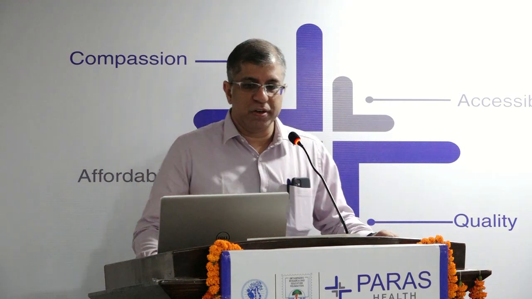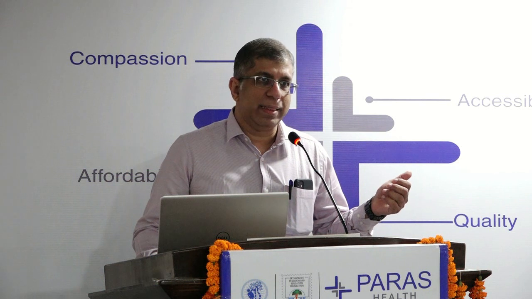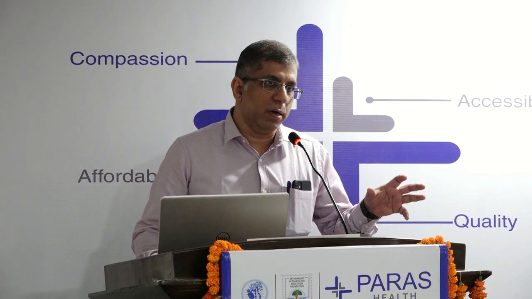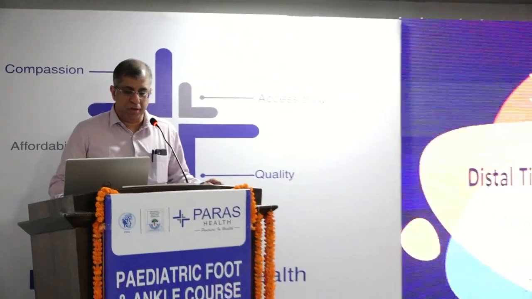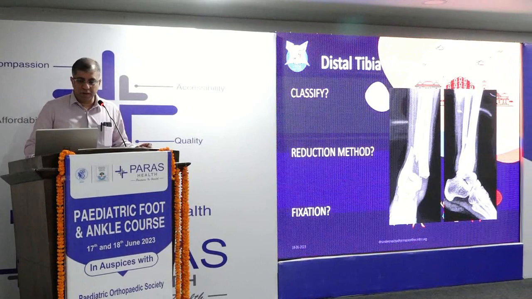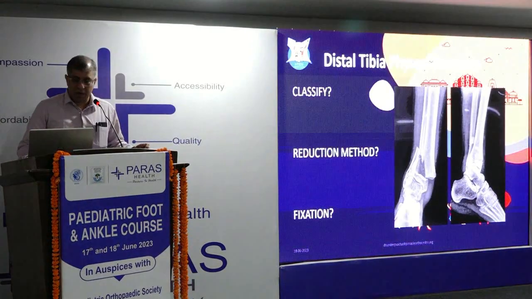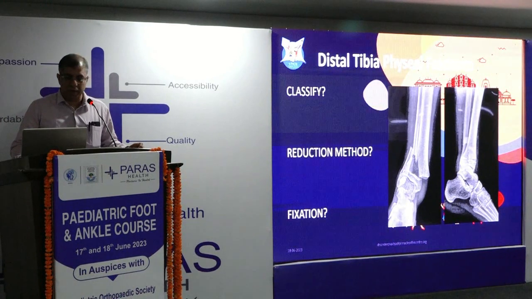So ankle fractures, I'm going to talk about distal tibia physeal injuries, and then I'm going to talk about a special subcategory of physeal injuries, that is the transitional fractures. So first, distal tibia physeal fractures. So this is an injury. How do you classify this? How do you reduce this? And do you need to fix this? And if yes, then how do you fix it?